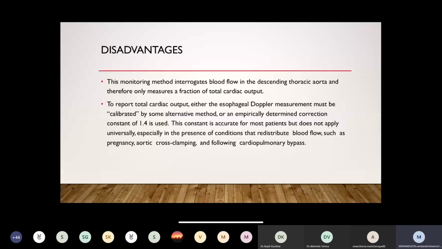The technique is likely to be inaccurate in the presence of aortic valve stenosis or regurgitation, or in patients with thoracic aortic diseases. It is not easily applied in non-tracheally intubated, non-sedated patients, and it cannot be used in individuals with esophageal pathologies like varices, cancer, etc. The acoustic window needed to acquire the Doppler signal may not be adequate in some individuals.